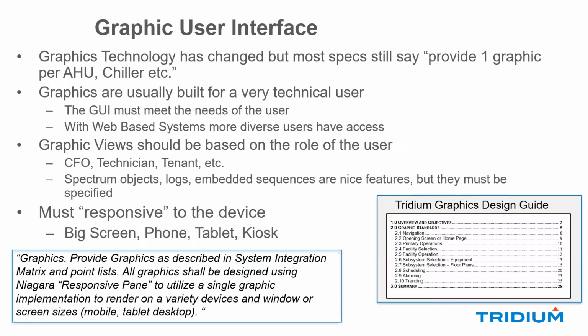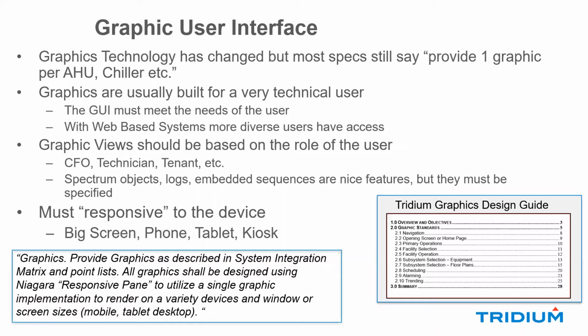So we have to be sure that anything that we might do, colorization, spectrum objects, embedded sequences, they're very nice features, and logs and charts, but they've got to be specified if you expect to get them. You shouldn't have to build the GUI after the job is handed over.